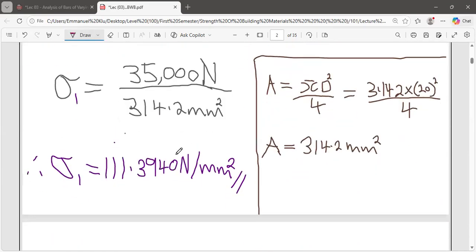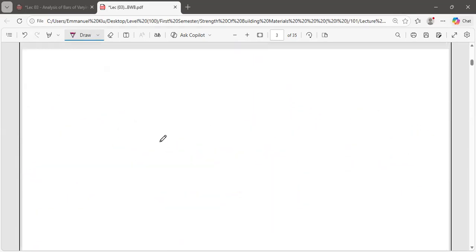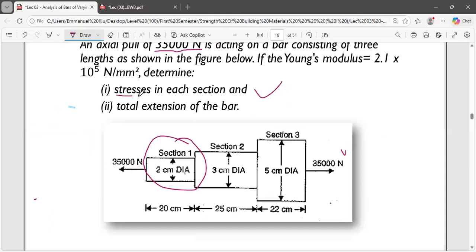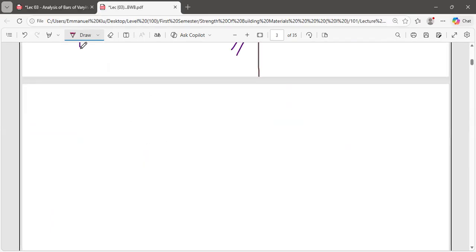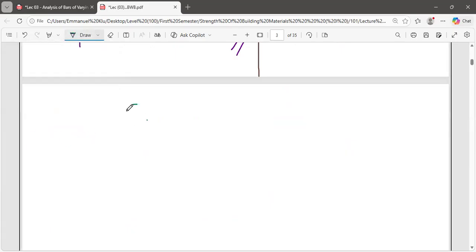So let's just solve for our section 2. If you go back to the question, it says stresses in each section, and each section means do it for everybody. So as we are done for the first one, we do the section 2 too. So let's do the stress in section 2. Right over here is section 2.